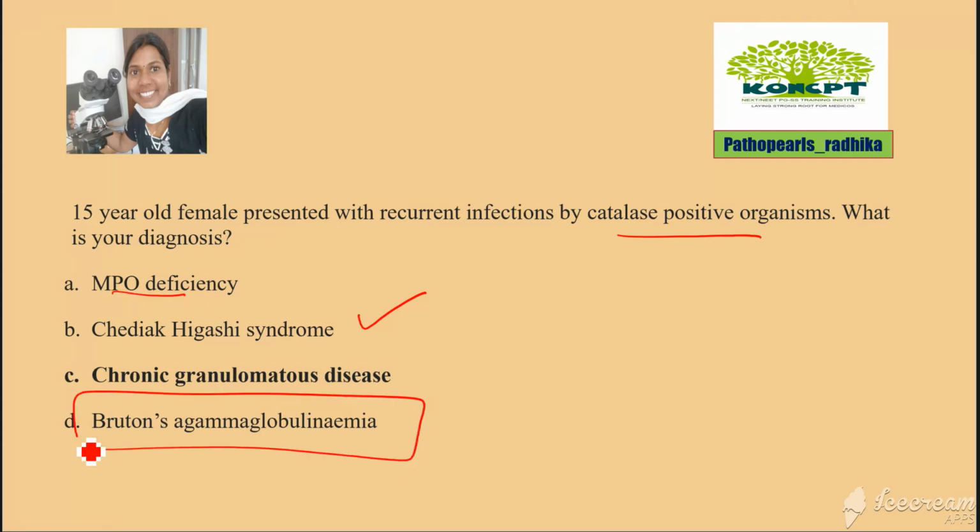Bruton's agammaglobulinemia indicates absence of gamma globulin. Your B cell precursors do not mature into mature B cells. If you don't have mature B cells, you don't have plasma cells, and you don't have immunoglobulin. So these patients are more prone to develop infection by Giardia, and this is due to a defect in the Bruton's tyrosine kinase enzyme. Thank you.